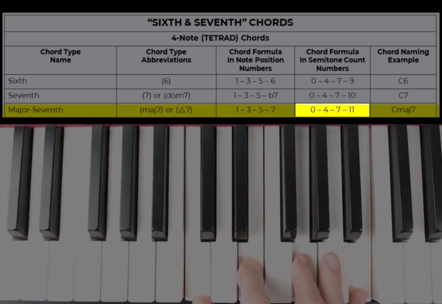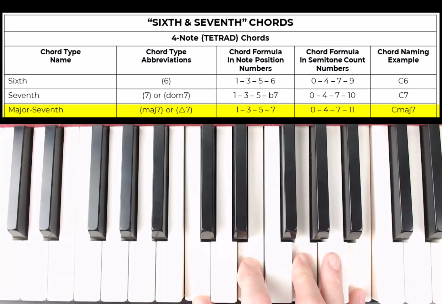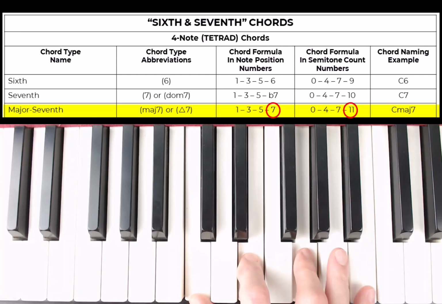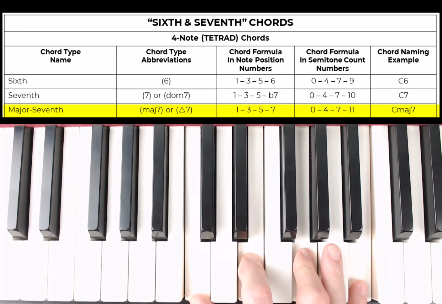So every time I see a major chord listed on it, doesn't matter if it's a C major, C sharp, F sharp major 7th, I already know that the 4th note is going to be that 7th note position number, or the 11 semitone count. So it doesn't matter what key I'm playing in. So I think you get the picture here.